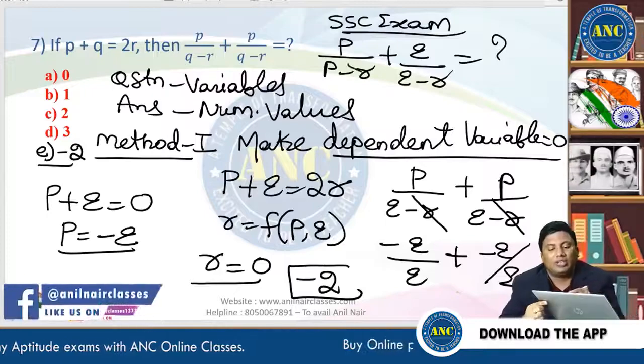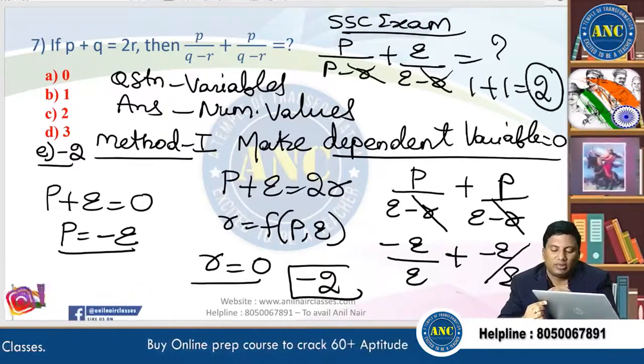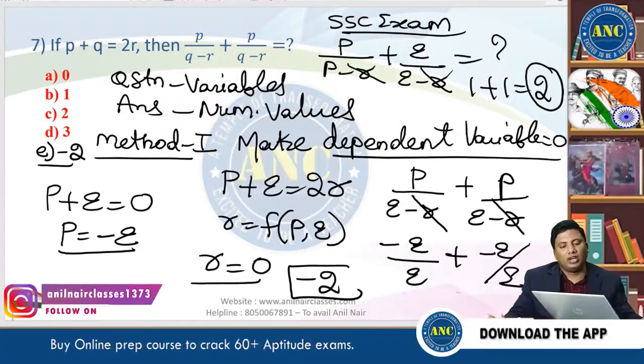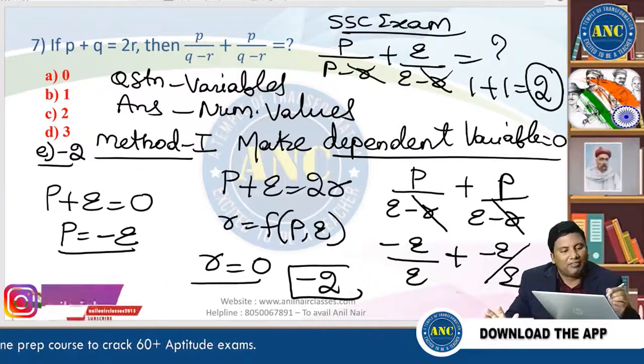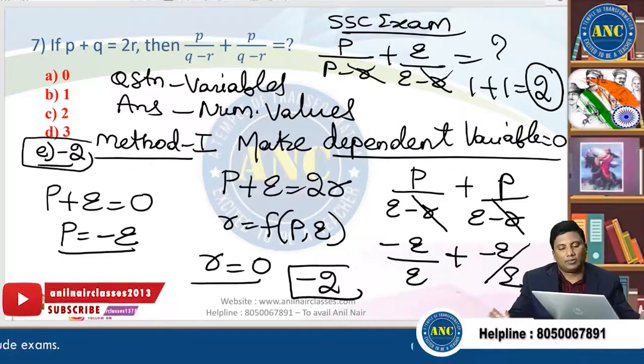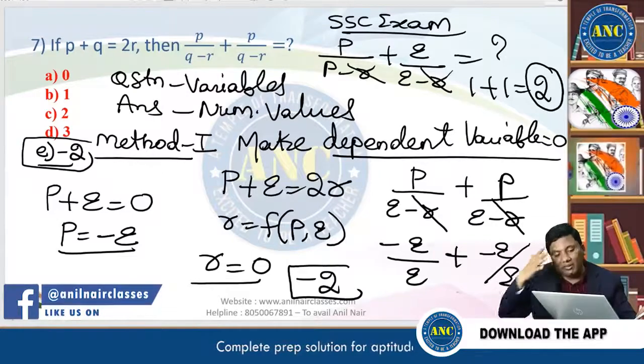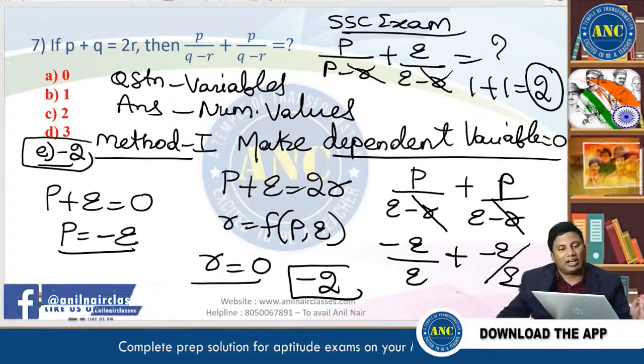Make R value 0. P by P is 1, Q by Q is 1. 1 plus 1 is 2. I hope the idea is clear. For the earlier question, the answer is minus 2, which is not there in the answer options. Make dependent variable 0. 7th one clear, right? 8th one.